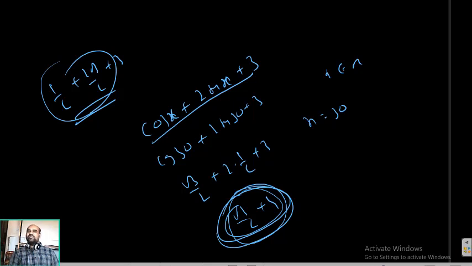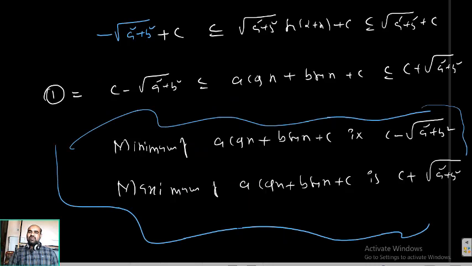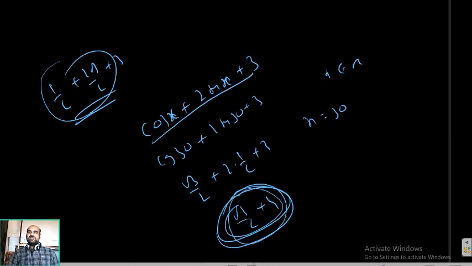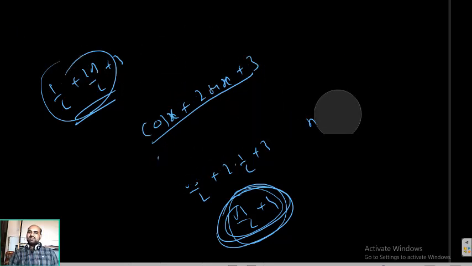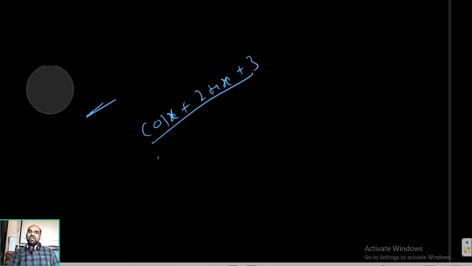So what is the minimum value of that expression and what is the maximum value of that expression? Just now explained, the minimum value of the expression is C minus root over A square plus B square. The maximum is C plus root over A square plus B square, should remember. Okay. So x is varying, the value of the expression will vary, so sometimes it attains the minimum value, sometimes the maximum value.